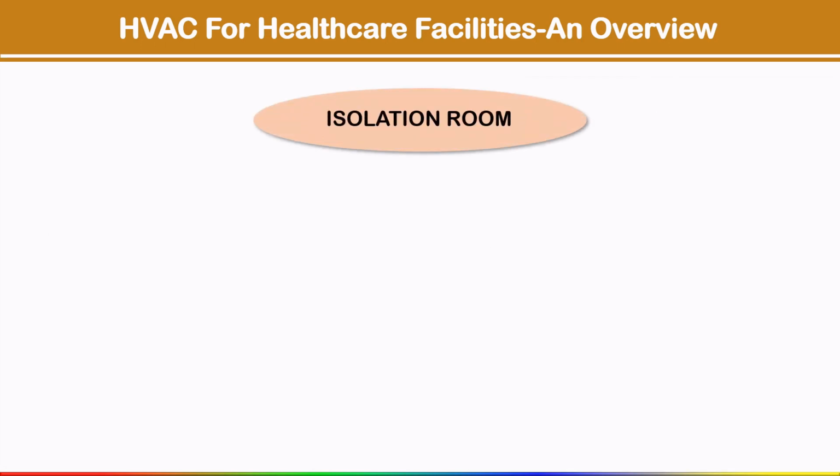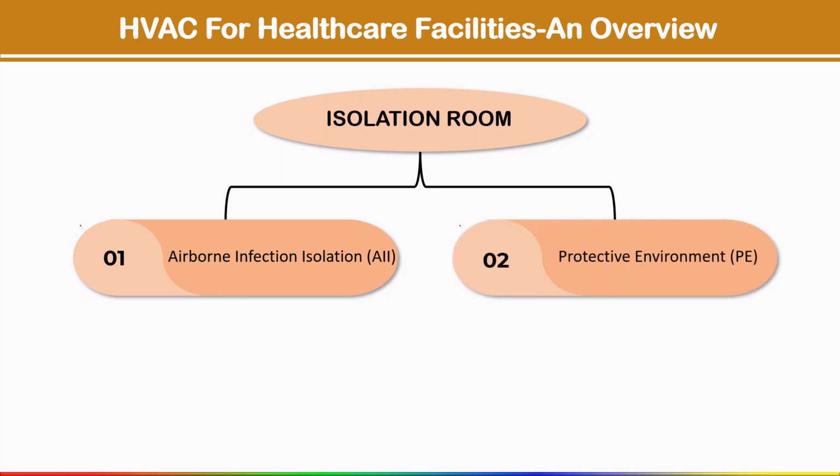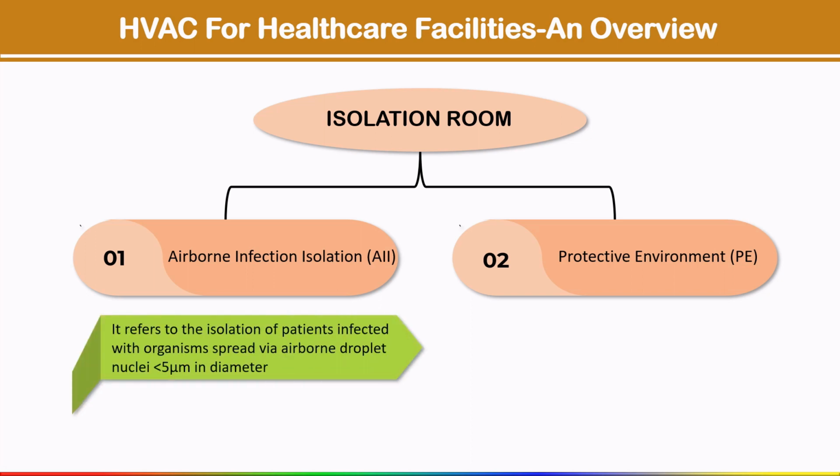Now see, isolation rooms may be classified into two types. We have two types of isolation room. First is airborne infection isolation, in short AII, the airborne infection isolation room. Second, we have the protective environment isolation room. So AII or PE. We have two types of isolation room. I think all of you are clear on this. Now see them one by one.